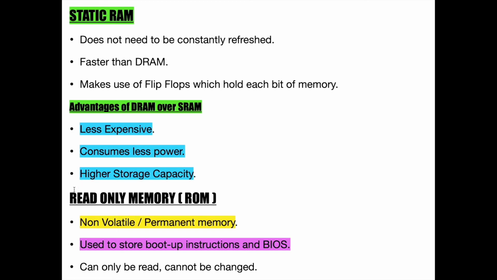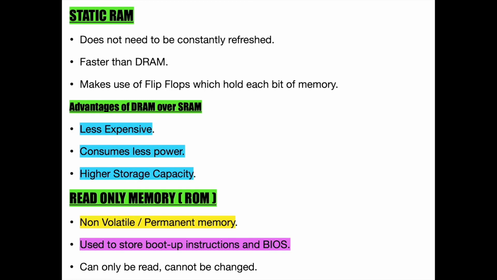Now let us talk about the ROM, or the read-only memory. The ROM is a non-volatile memory which is used to store boot-up instructions and BIOS. The ROM can only be read. It cannot be modified like the RAM. Well, this is a general idea about the structure of the primary memory.